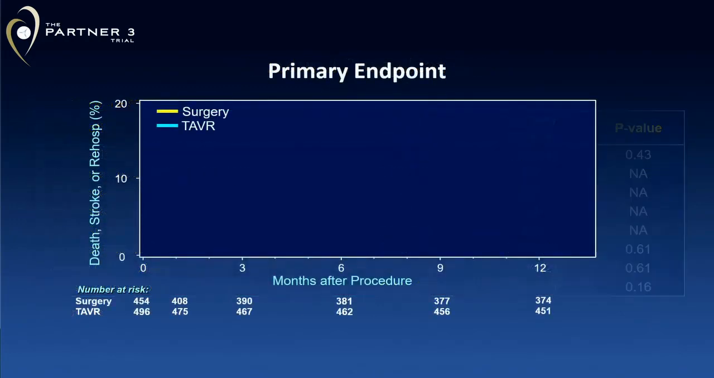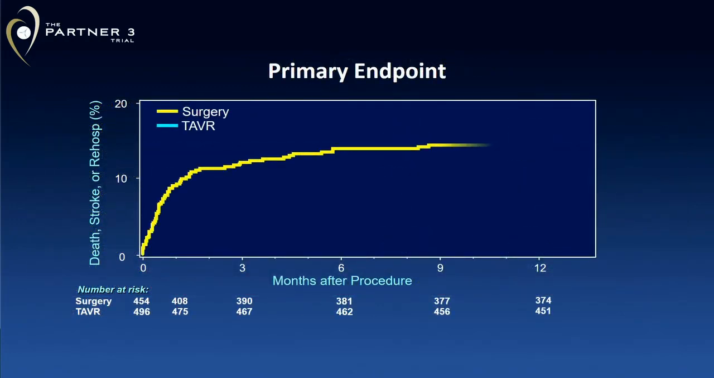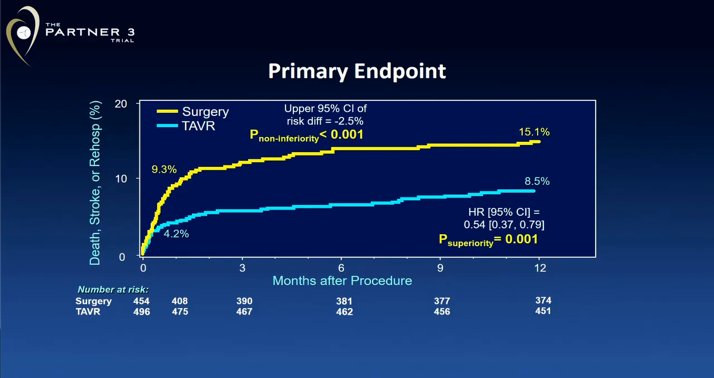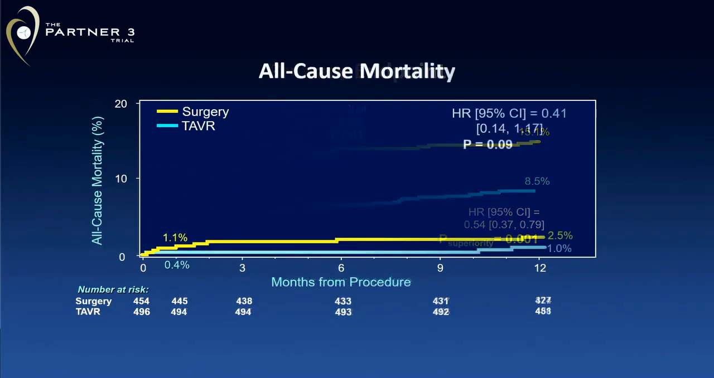But overall, when you look at the primary endpoint of the study, surgery had at 12 months 15.1%, TAVR was 8.5%, and this is at 12 months. It obviously met the non-inferiority, but it also met the superiority, which was not intended, which means that TAVR for low risk is superior to SAVR. This is the all-cause mortality.